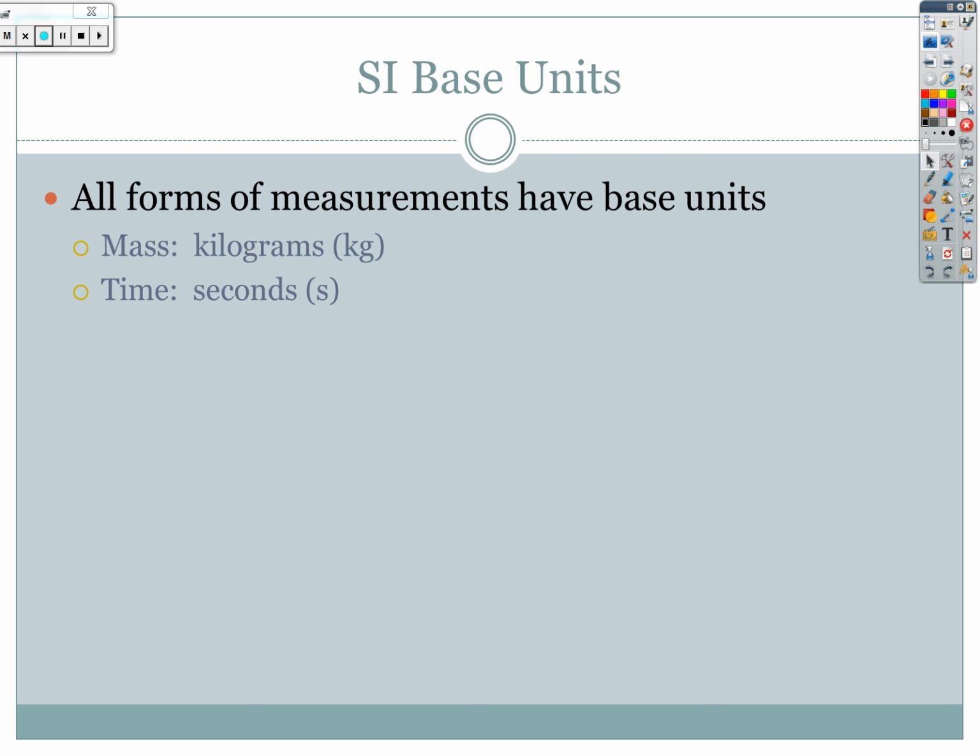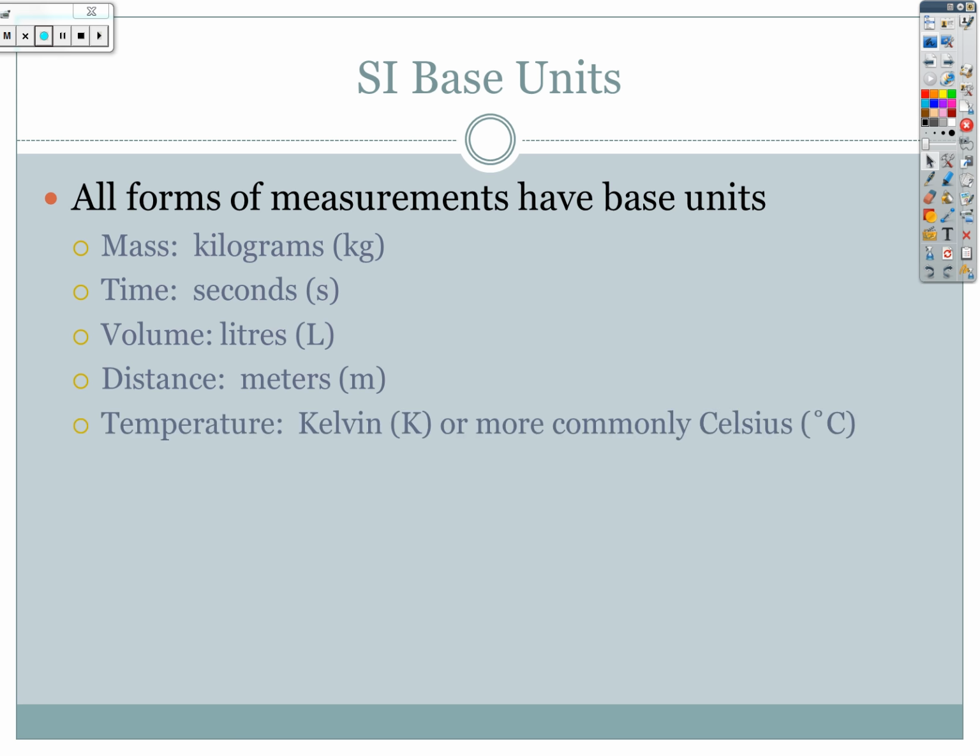The base unit for time is seconds. For volume, it is liters. For distance, meters. And for temperature, it's Kelvin, or more commonly, Celsius. Now, either one of these can be considered the base unit. They both increase incrementally in 1 degree increments, and so they're both acceptable.